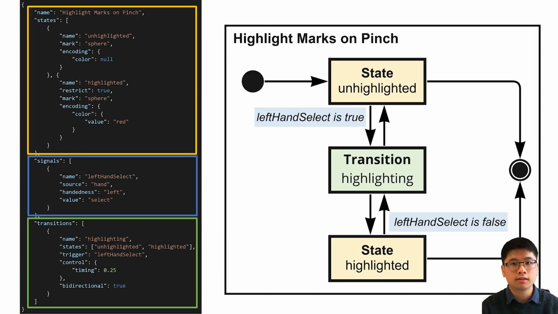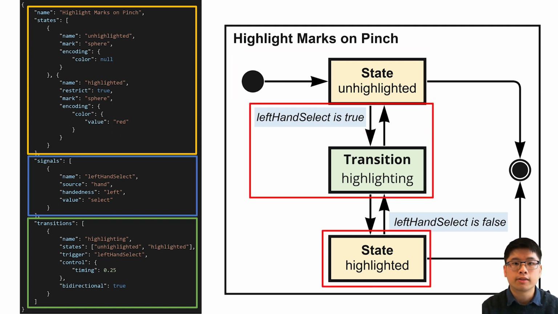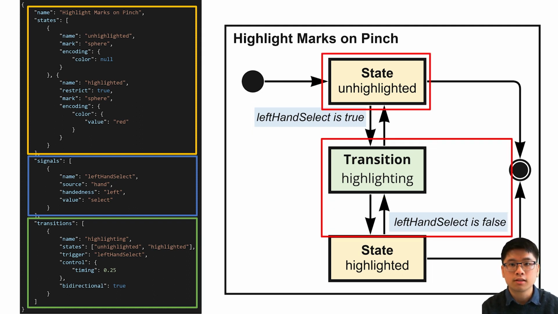When we put this all together, we can see that this forms a state machine. The state machine diagram is color-coded with the specification. If a DXR visualization has a sphere mark with no color, it enters the unhighlighted state. When the left hand starts pinching, it enters the transition for a time period of 0.25 seconds and ends at the highlighted state. When the left hand stops pinching, it re-enters the transition in the reverse direction for another 0.25 seconds and ends at the unhighlighted state.